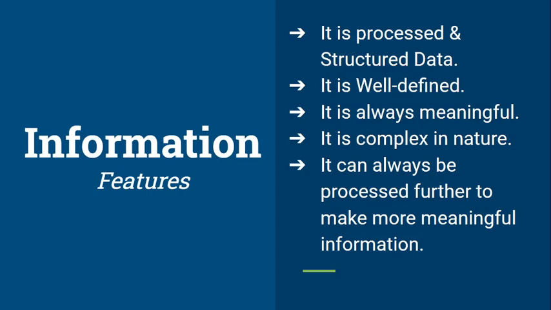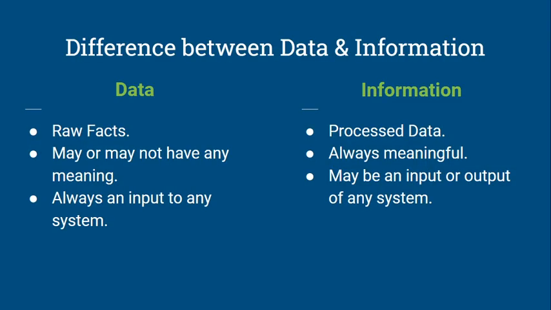Right? Next, the difference between data and information. From our previous discussion, we have learned that data is the raw facts and figures. So, data is the raw facts. When we process it, what do we get? We get information. So, information is the processed data. Now, data may or may not have any meaning, whereas once the data has been processed, it becomes information, which is always meaningful.